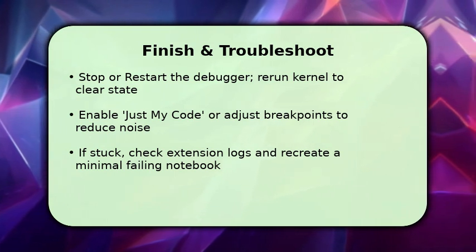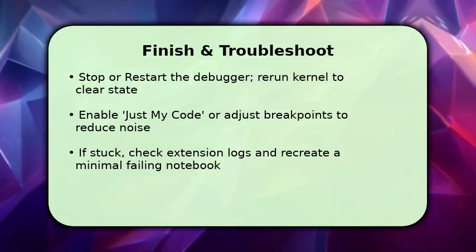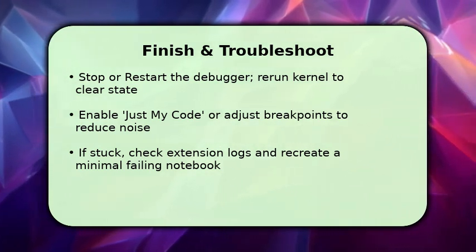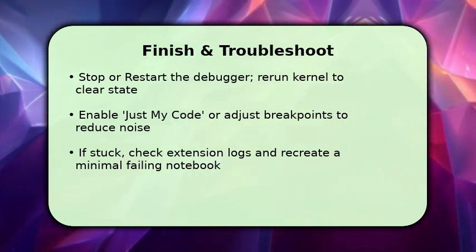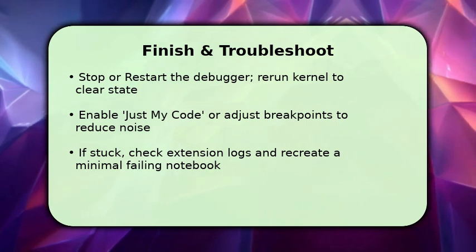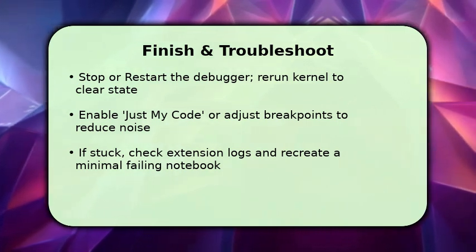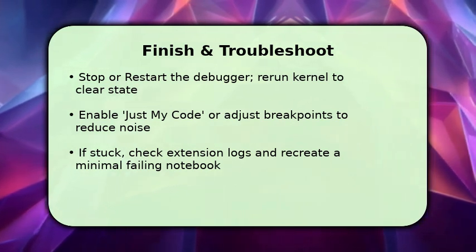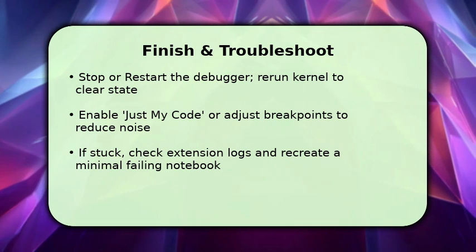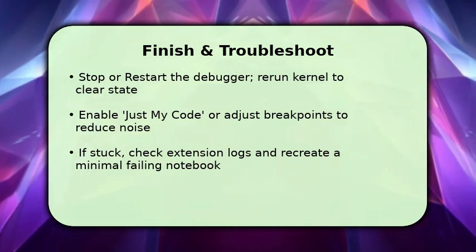If you get noise from libraries, enable Just My Code or remove irrelevant breakpoints so you focus only on your logic. If things still fail, check the Python extension logs, reproduce the bug in a minimal notebook, and try isolating the cell causing trouble. That minimal repro helps you understand why behavior differs and speeds up a reliable fix.